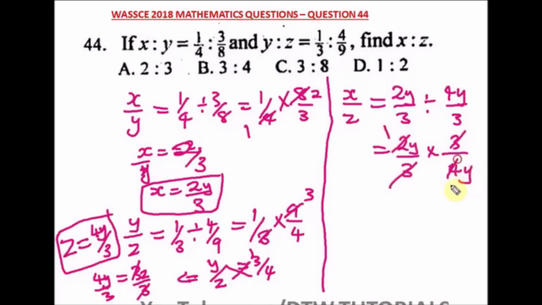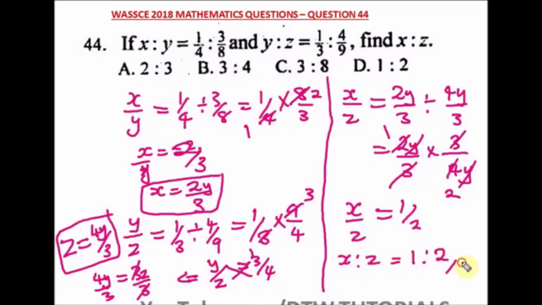2 here is 1, 2 here is 2, and y will definitely cancel out y. So what are we left with? We're left with 1 over 2. So x over z is 1 over 2, which is, x ratio z is equal to 1 ratio 2. So this is our answer, and our right option here is option D.